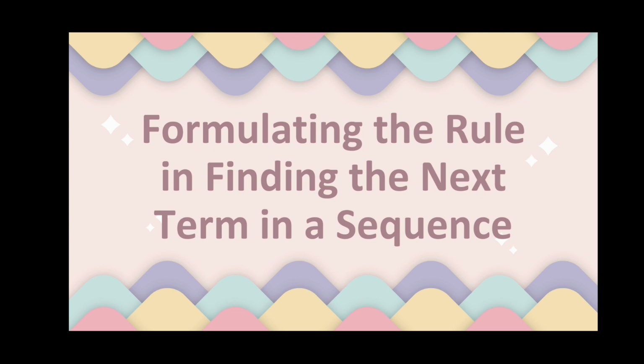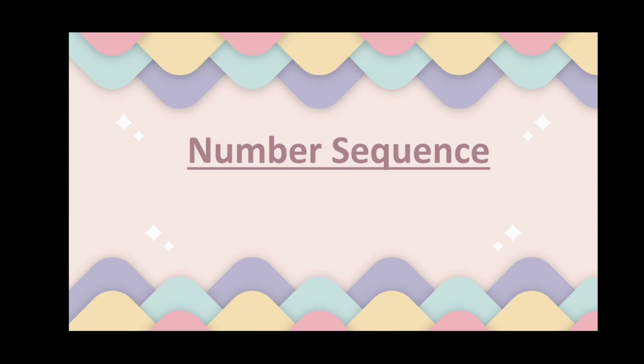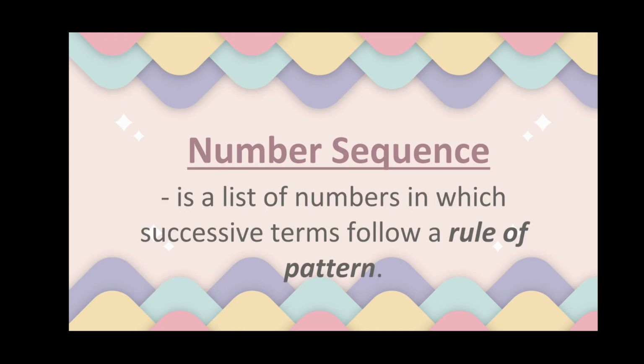For today's video, we're going to have two topics. The first one is formulating the rule in finding the next term in a sequence. Let's define some terms first. What is a number sequence? It is a list of numbers in which successive terms follow a rule of pattern.